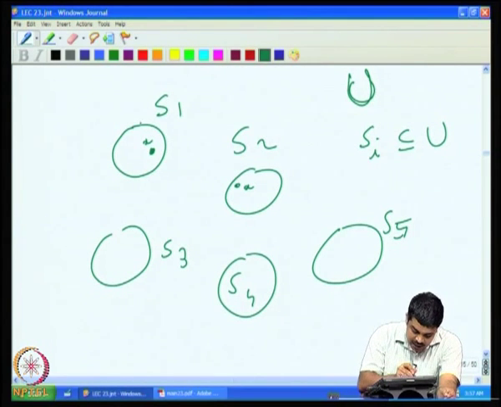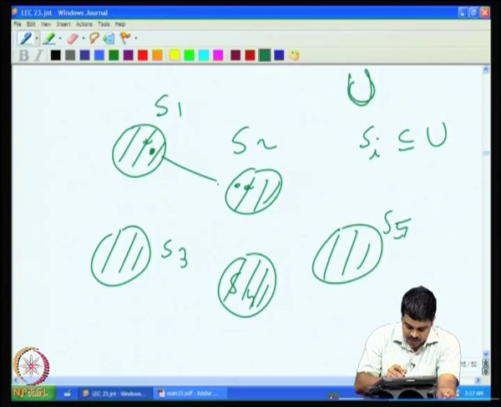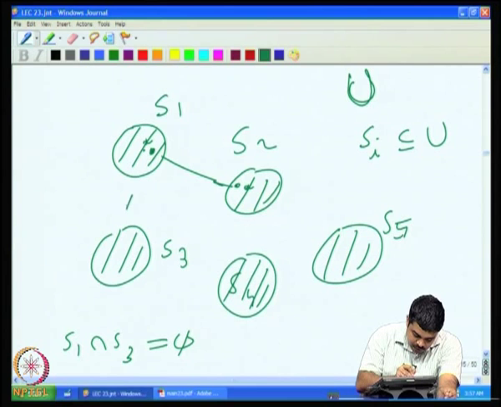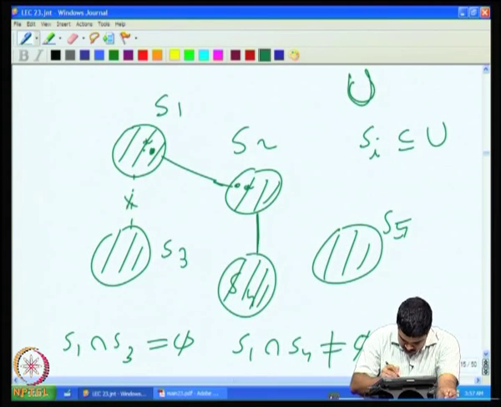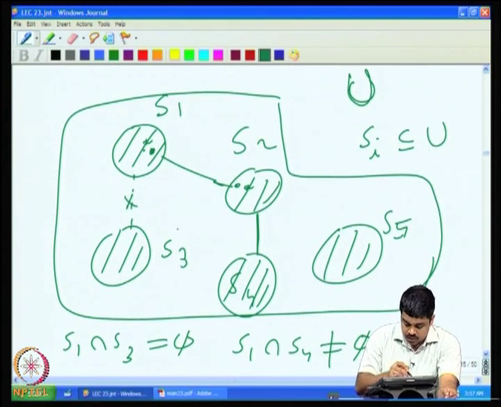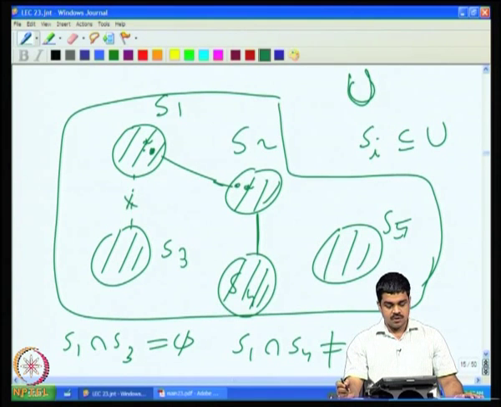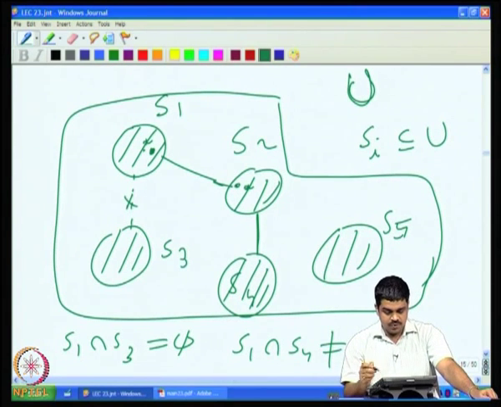In that case, I will introduce a vertex corresponding to each of these subsets, and if there is an intersection between S1 and S2, I will put an edge. If they are disjoint, then I will not put an edge. For instance, if S1 intersection S3 equals phi, then there will not be any edge here. But if S1 intersection S4 happens to be non-empty, then we will put an edge here, right. So, the graph resulting from such an intersection pattern is called the intersection graph of this family S1, S2, S3, etc., of subsets of U.